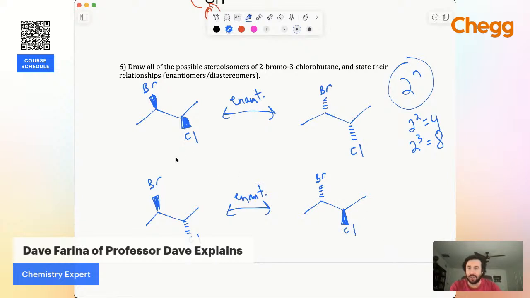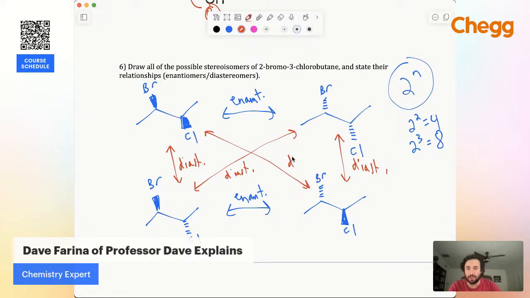Okay, and now let's use a different color here. These are diastereomers. These are diastereomers. These are diastereomers. And these are diastereomers. So what are diastereomers? Diastereomers are stereoisomers that are not enantiomers. So if you invert every single chiral center on a molecule, you get its enantiomer. If you invert one or more, but not all of the chiral centers, so basically any other possibility except for inverting all of the chiral centers, you get a diastereomer.